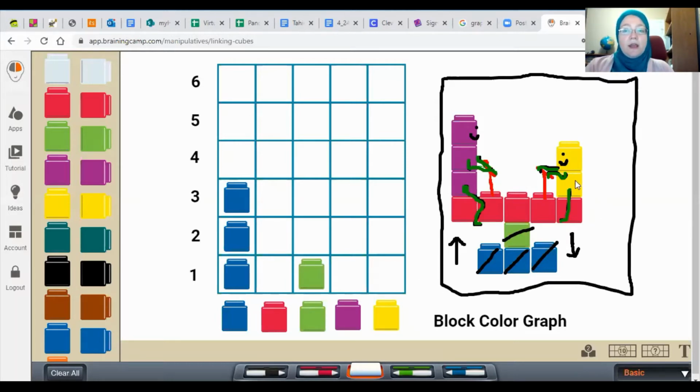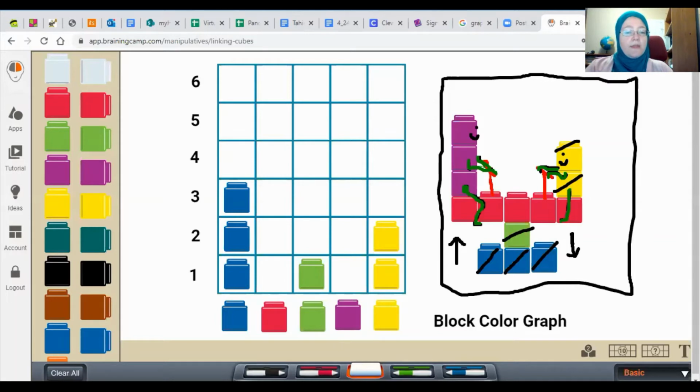Let's go ahead and count our yellow. 1, 2. How many blocks am I going to put on the yellow graph? 1, 2. Look how I've been able to organize them in the same column of their color. Are there any colors that I've missed? Yes, I haven't checked for my purple or my red.